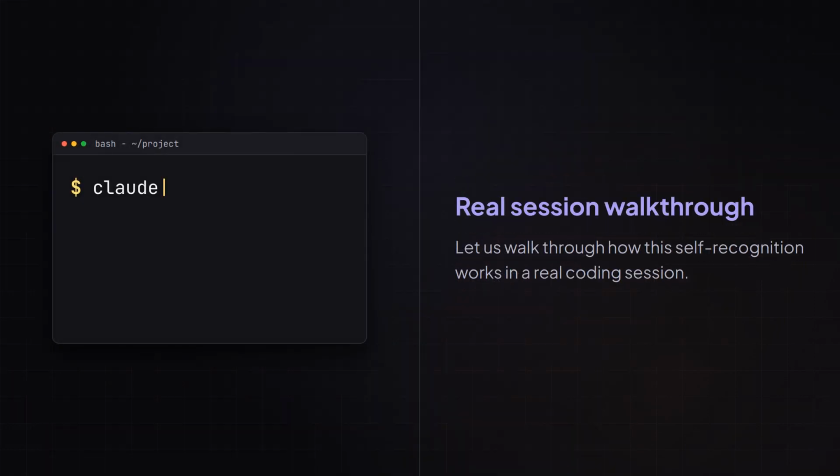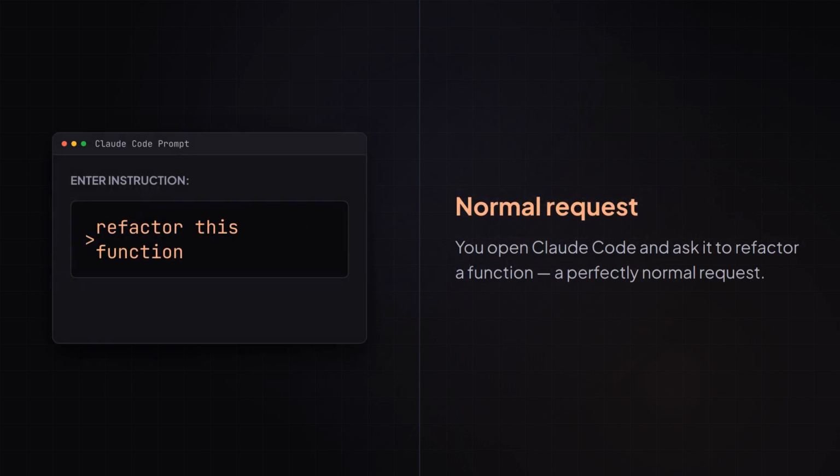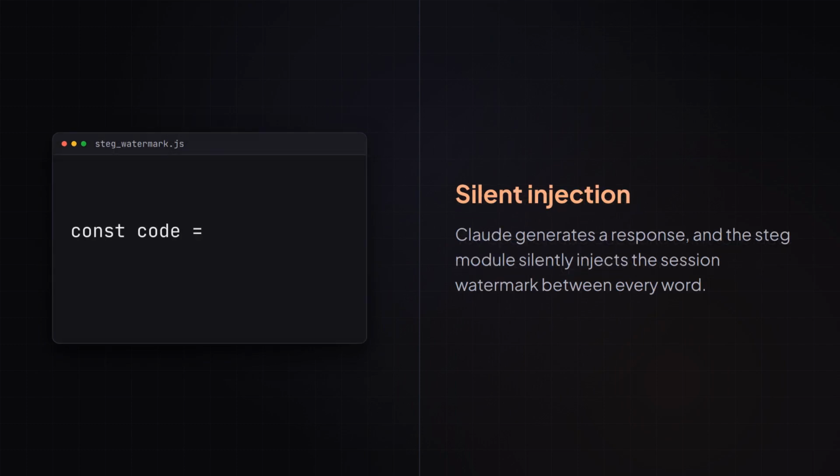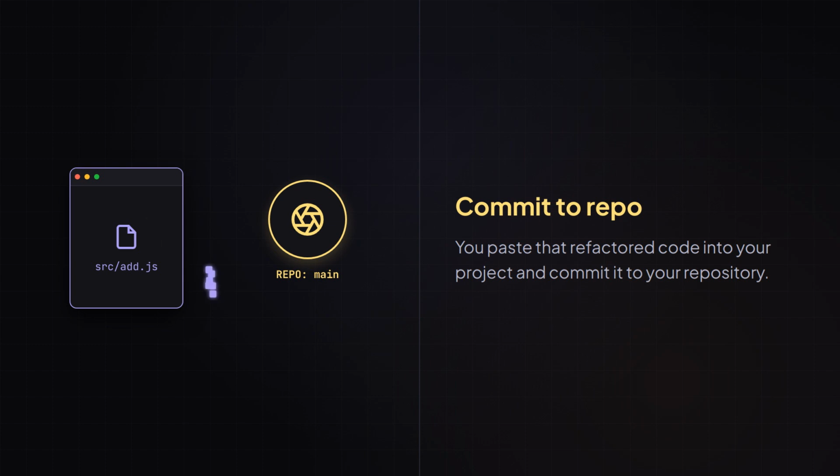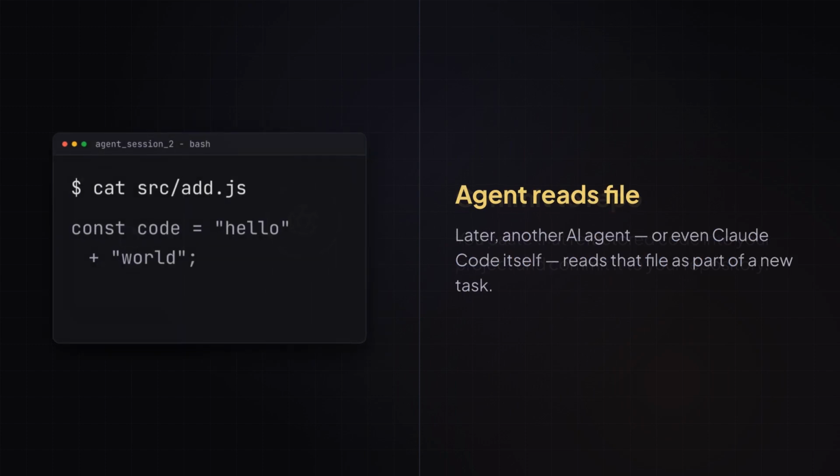Let us walk through how this self-recognition works in a real coding session. You open Claude Code and ask it to refactor a function, a perfectly normal request. Claude generates a response, and the Steg module silently injects the session watermark between every word. You paste that refactored code into your project and commit it to your repository. Later, another AI agent, or even Claude Code itself, reads that file as part of a new task.